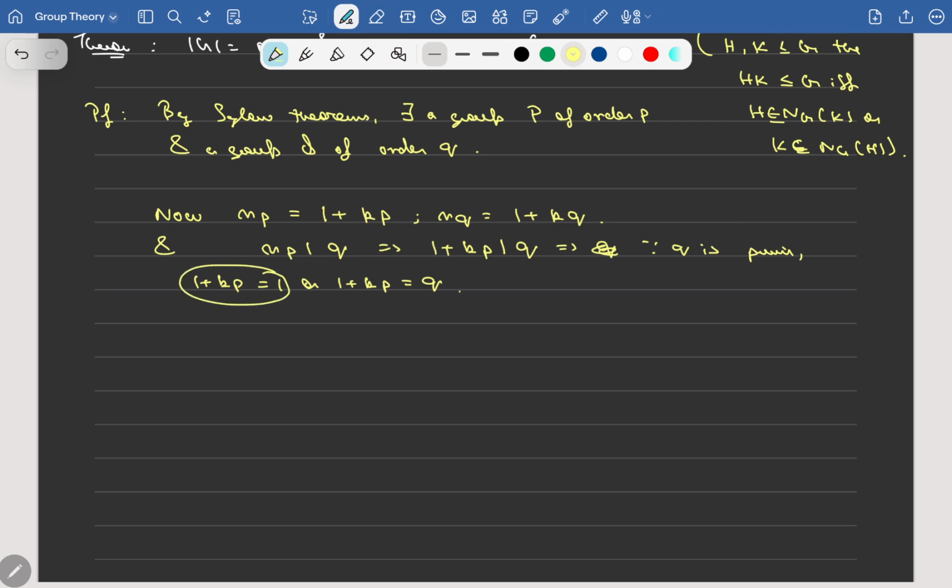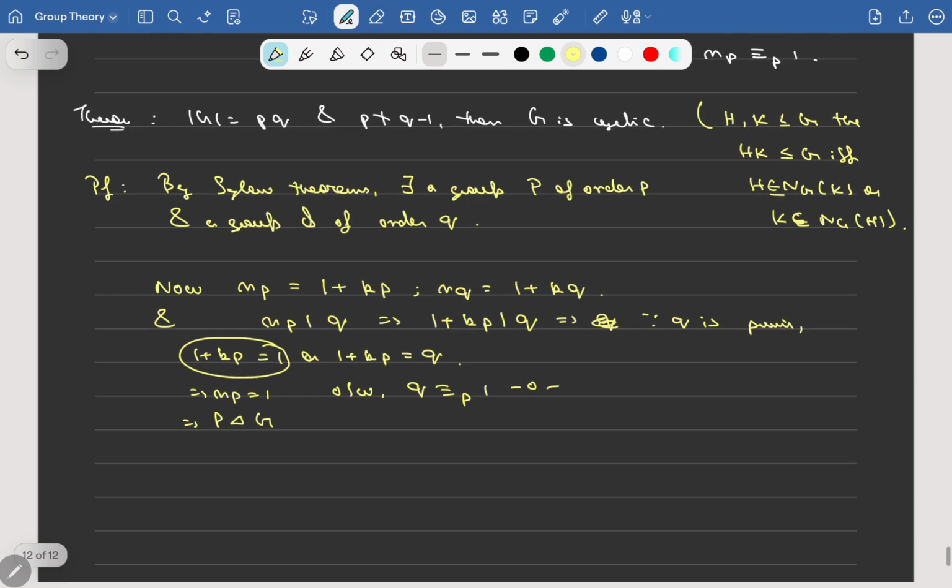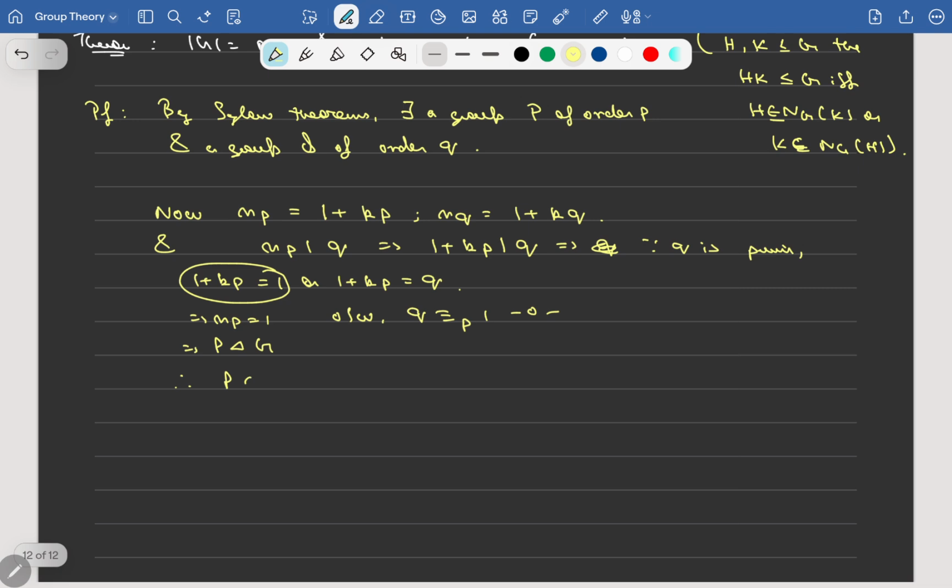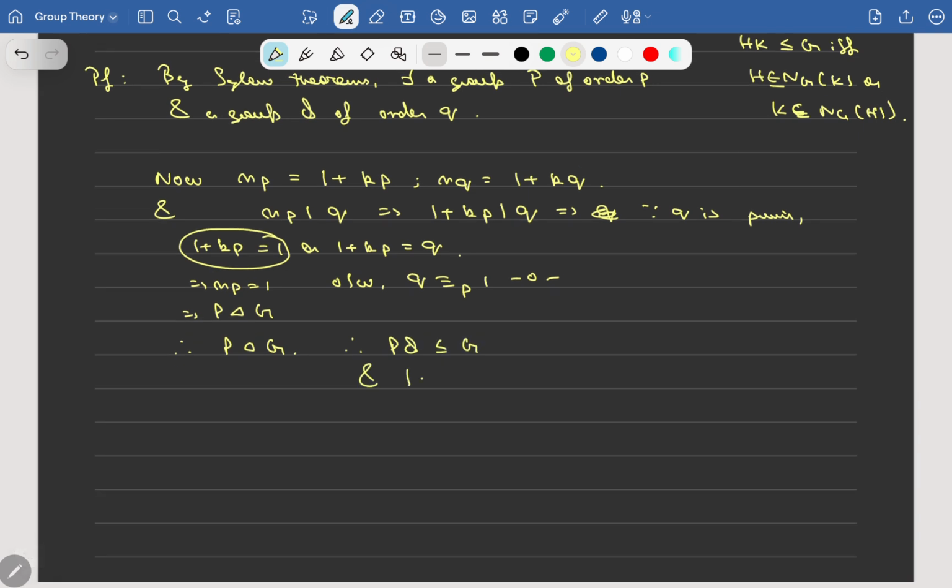If 1 plus Kp is equal to 1, this would mean N_P is equal to 1, which implies that P is normal in G, because it comes out to be a unique Sylow P-subgroup. Otherwise, modulo P, I get Q is congruent to 1 mod P, which is a contradiction because we have given that P does not divide Q minus 1. So therefore, the Sylow P-subgroup is clearly normal in G. Therefore, P times Q forms a subgroup of G, because P is normal in G. And the order of P times Q is exactly PQ, which implies P times Q is equal to G.